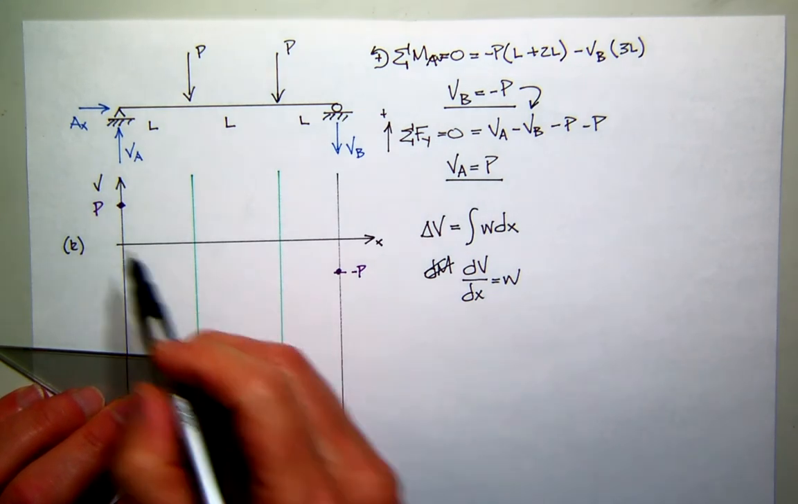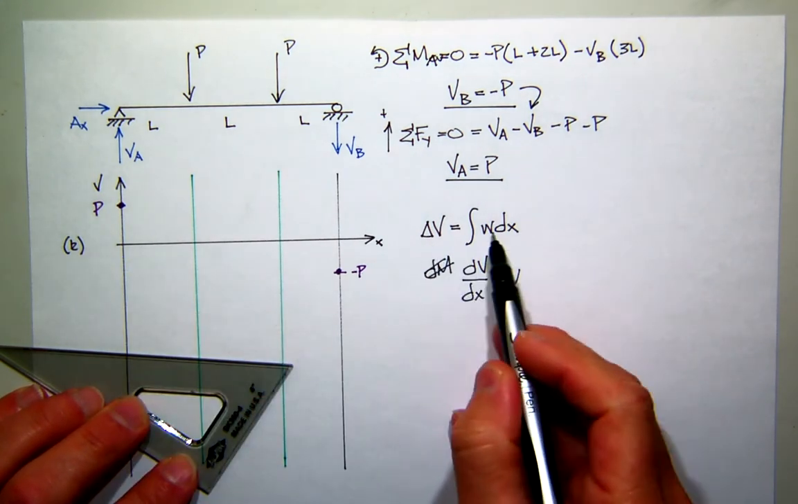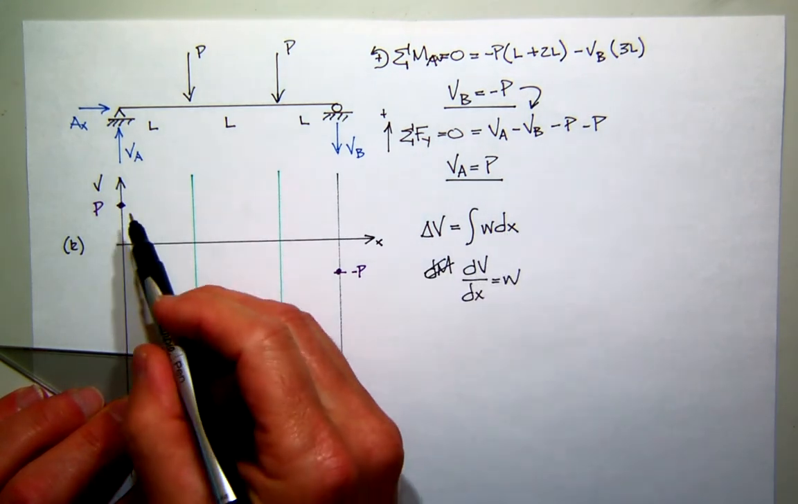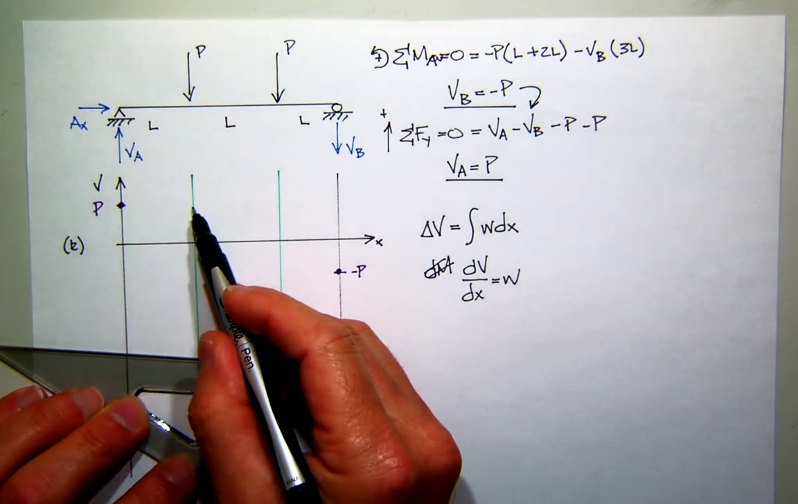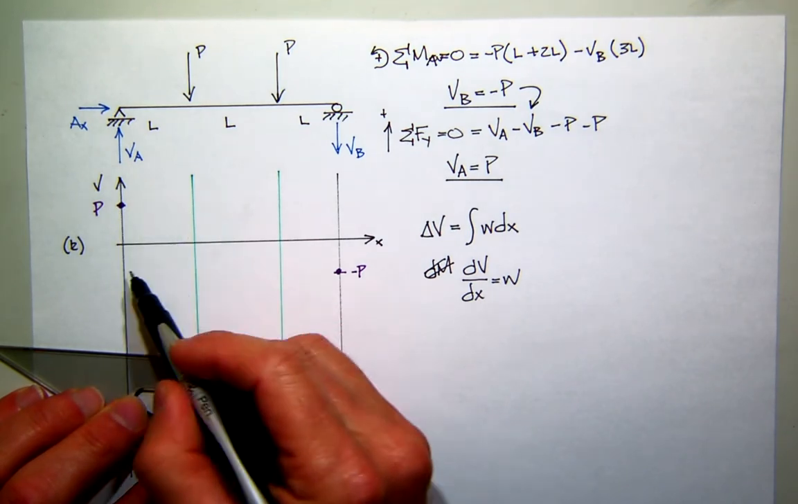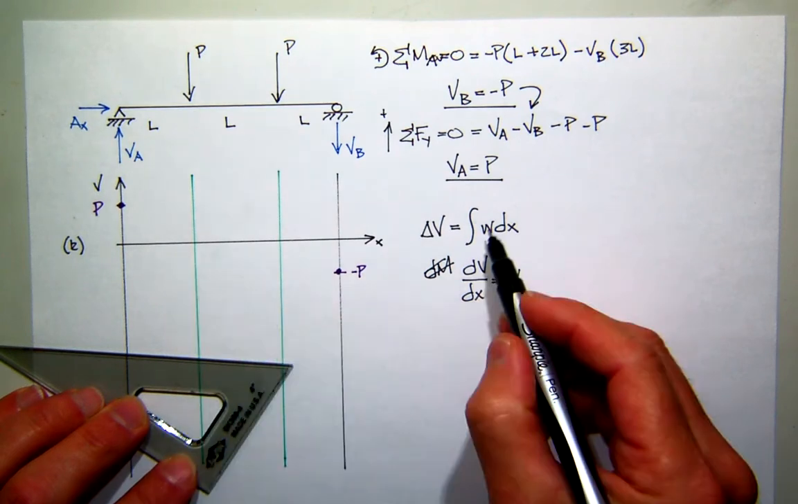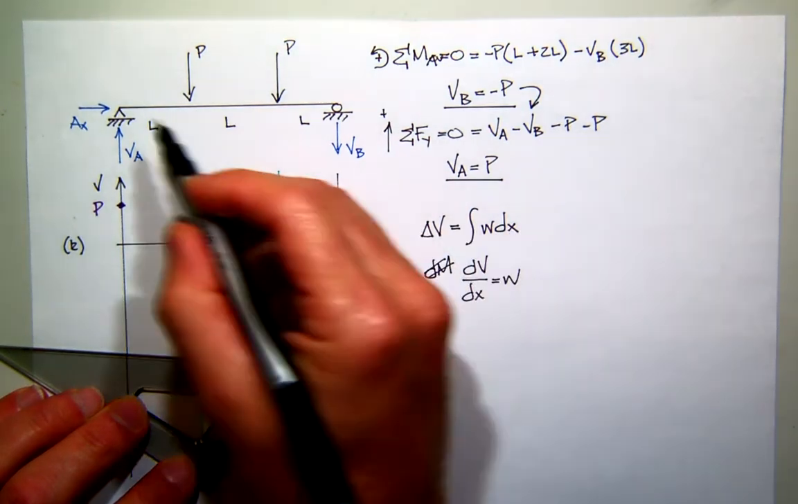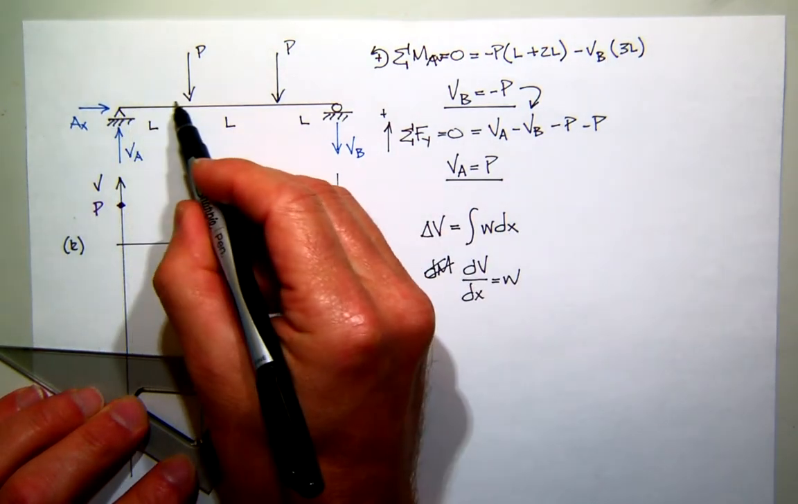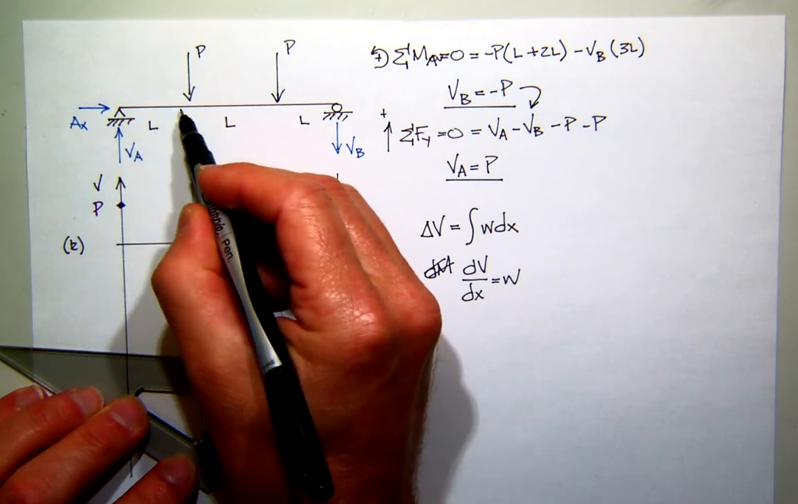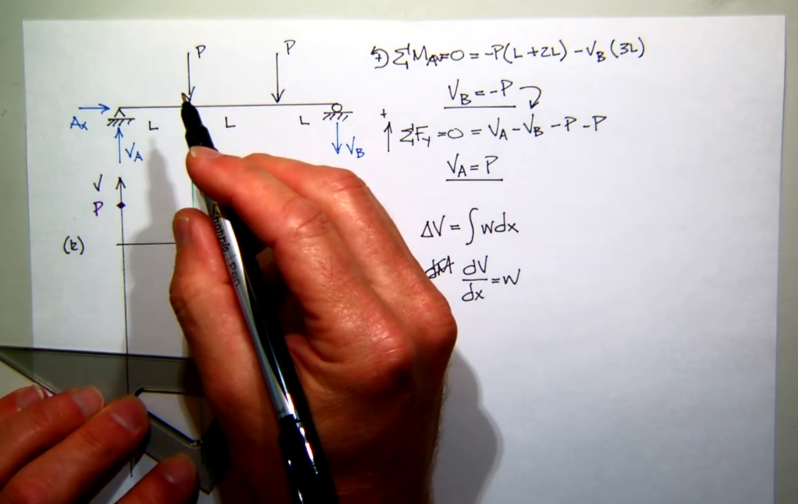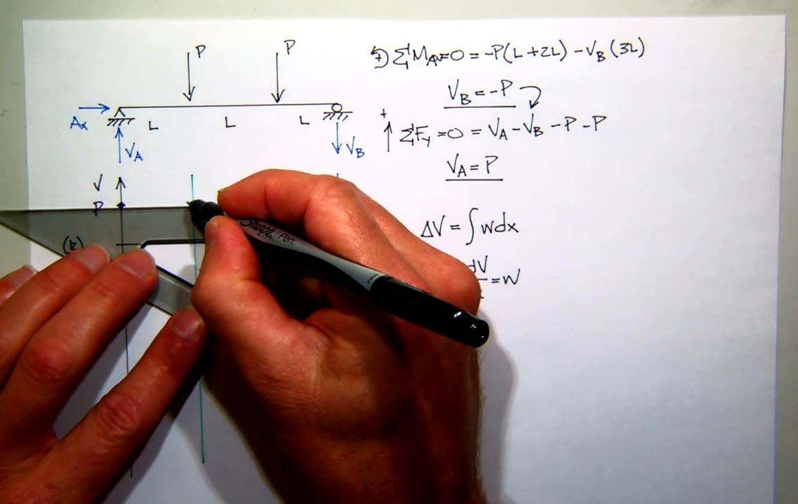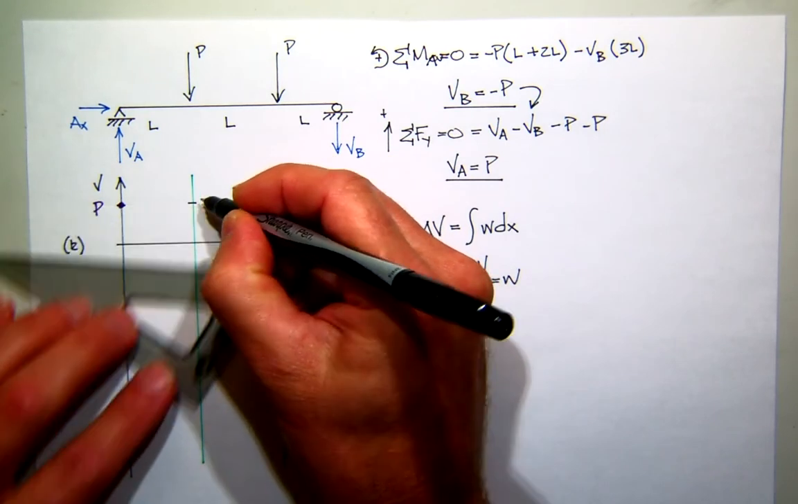So let's start. Change in shear between any 2 points is the area of the curve. So what's the change in shear from here to here over the first length L? Well, it should be the area under the load curve. What is the area under the load curve from 0 to L? 0. So there is no change in shear. So therefore the value here is P.